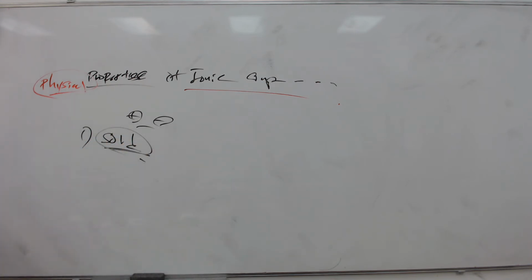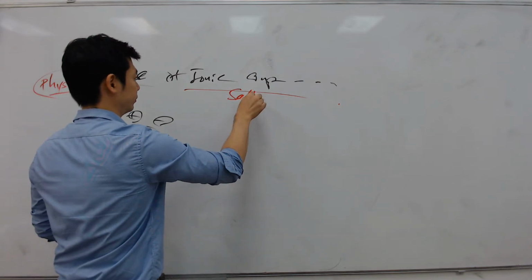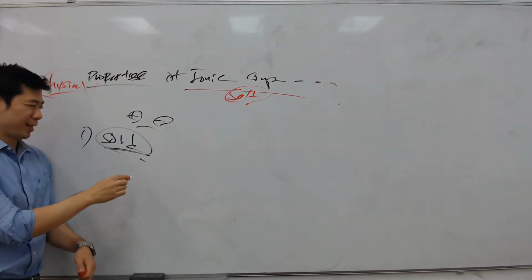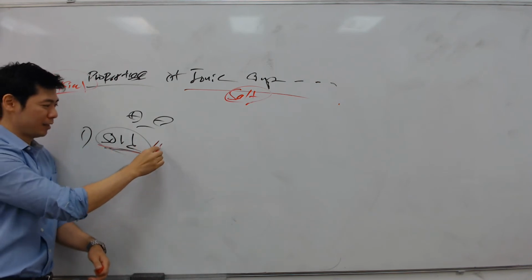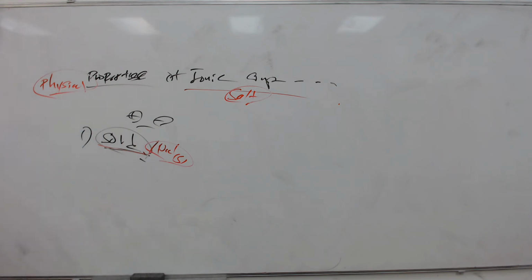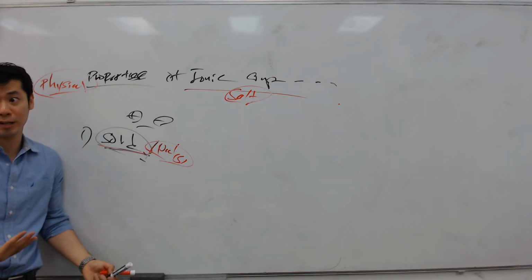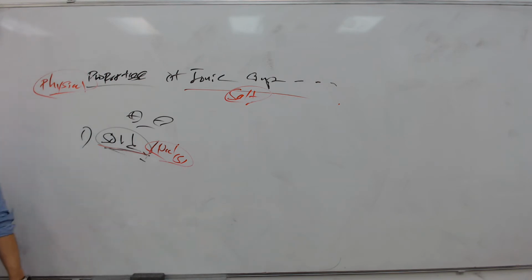So ionic compounds, like salt. A lot of times, ionic compounds are being called salt. Salt comes as a solid, like NaCl. NaCl is a solid because of the strong ionic bonding. I've never seen a liquid ionic compound.